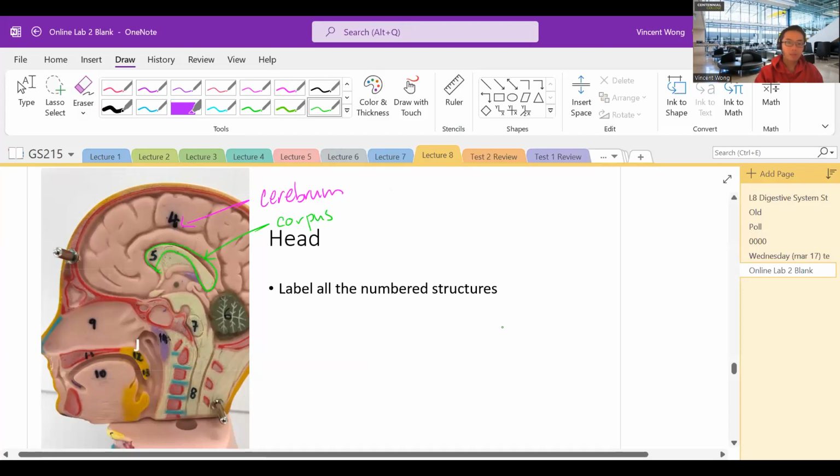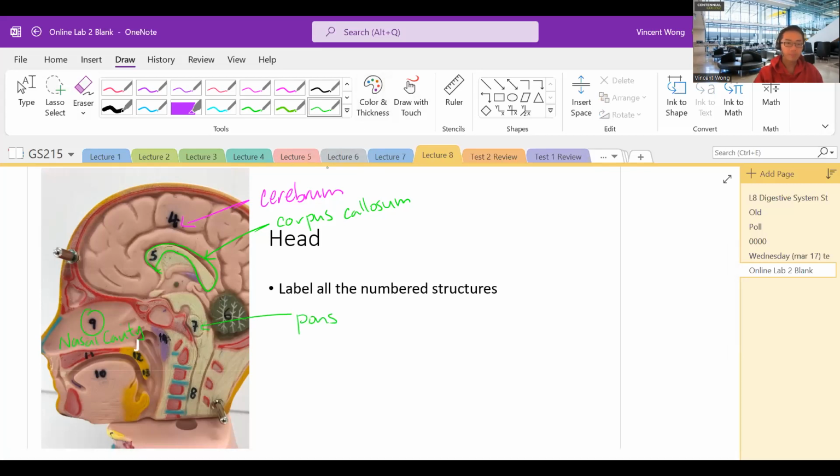Corpus callosum, communication between the two hemispheres. Number 9 here is nasal cavity. Seven is pons. Six is cerebellum at the back.